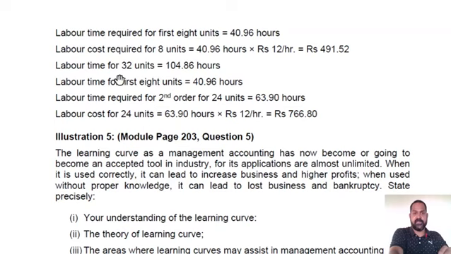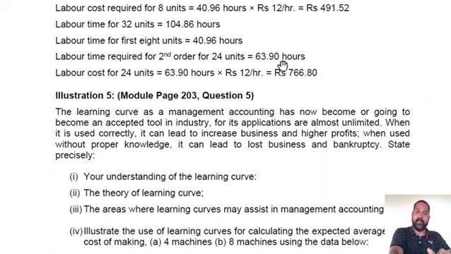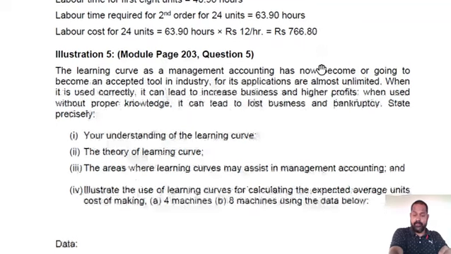That's okay. Next. Labor time for 32 units is 104.86 hours. Labor hours for the first 8 units is 40.96 hours. Therefore, labor required for the second unit order is 63.90. Where did they get this from? From 104.86 minus 40.96 hours. Cost will be the 63.90 into the 12 rupees per hour, which is 766.80. Our answer is 766.7712, which is almost approximately the same.